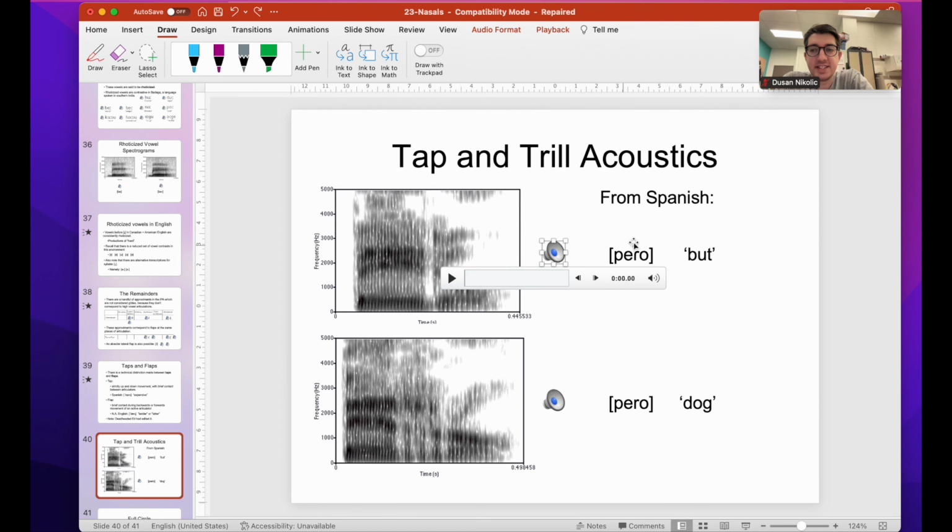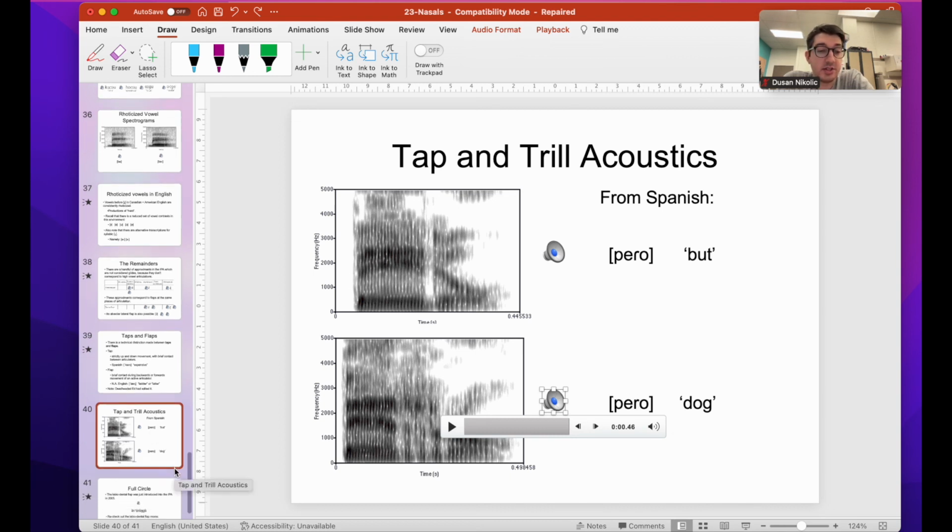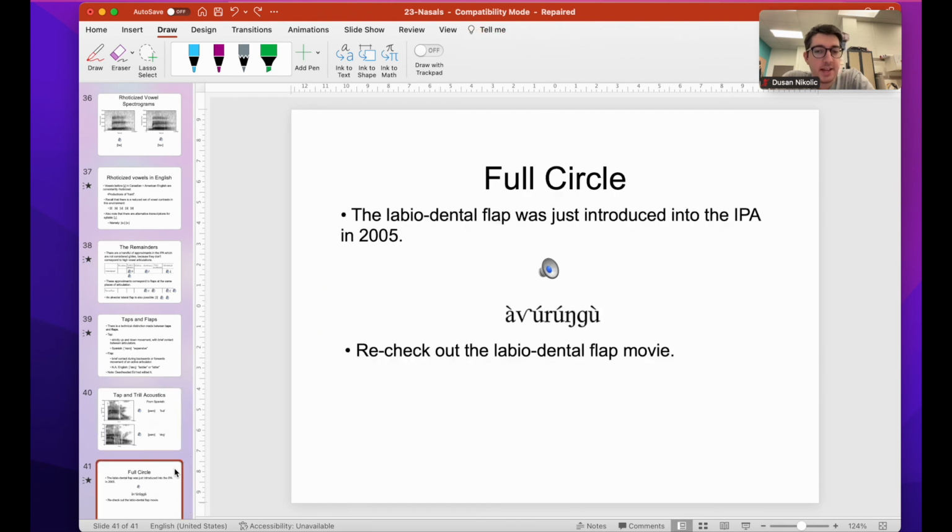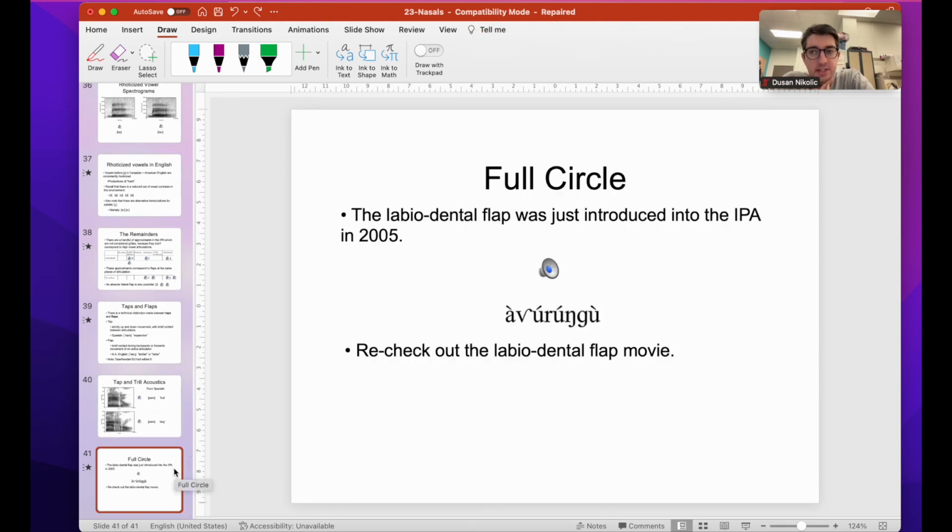Taps, of course, for example, in Spanish, "pero," "perro," are quite distinct from trills, because trills, as we said, have many of these closings and openings, or hittings and not hittings. In this case, three times, and in this case, only once. "Pero, perro," right, and trills are quite prominent in languages of the world. Right. Finally, we've come full circle.